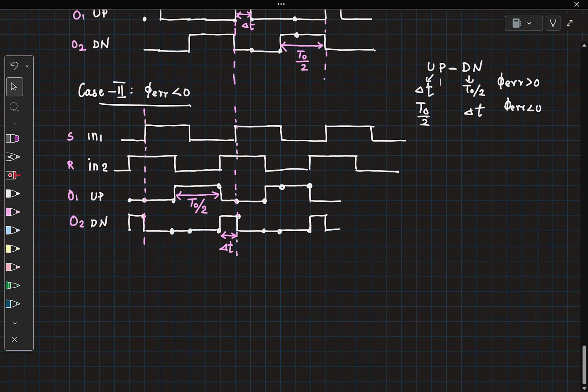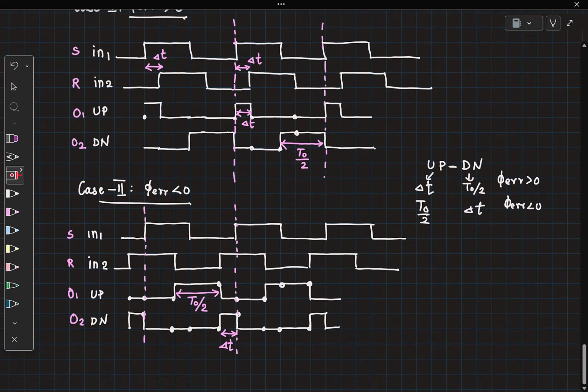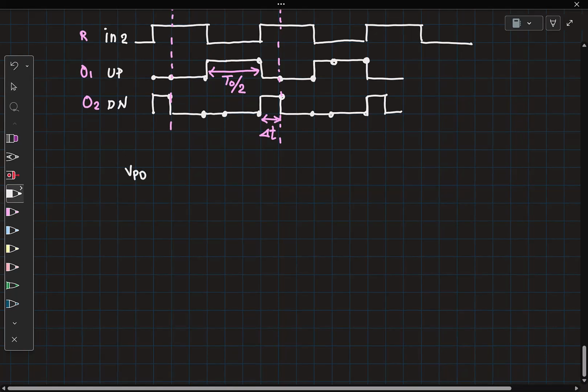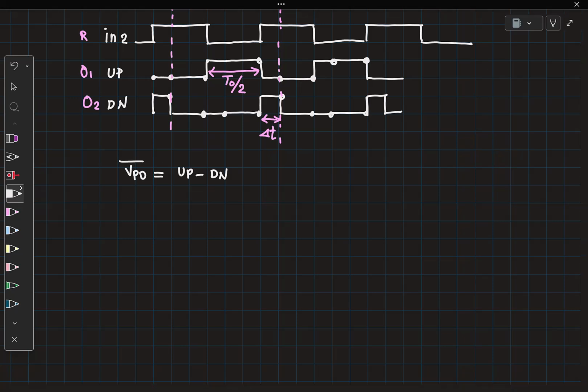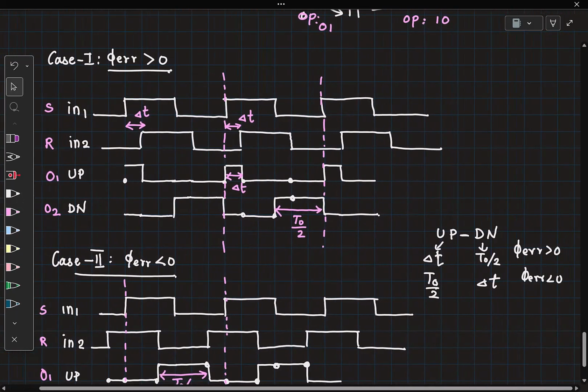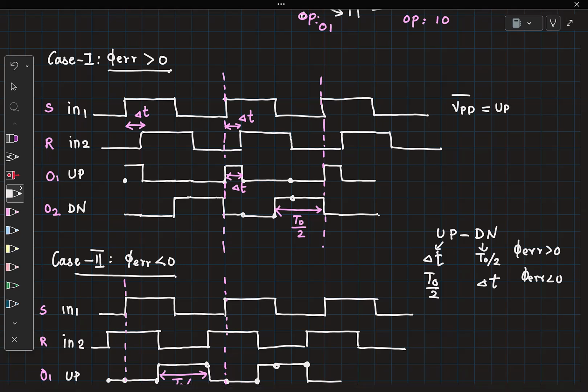Okay. So now in either of the cases, my definition of VPD is simply going to be up minus down. So VPD average will be up minus down, the whole average. Now let us quickly do the calculation for VPD average in this case. VPD average is up minus down the whole average, which means it will be the average of up signal minus the average of down signal. What is the average of up signal here?